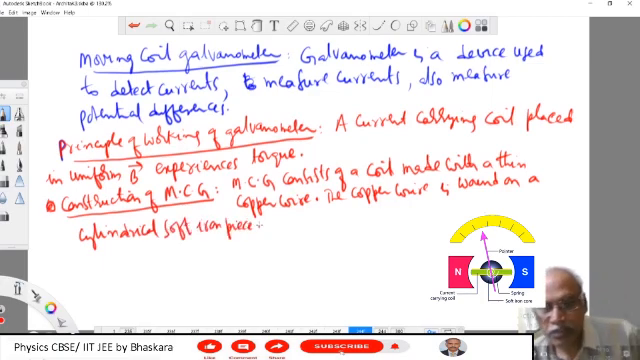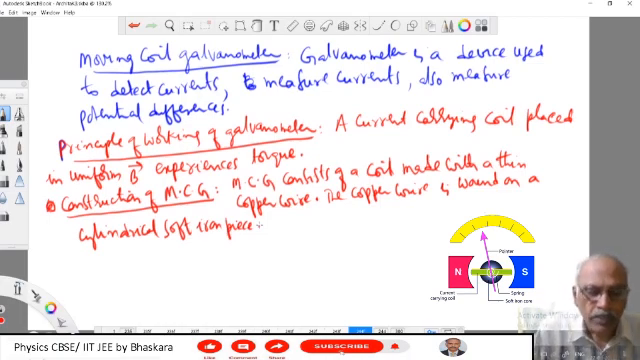Why is it wound on a cylindrical soft iron piece? Because soft iron has a high permeability. Soft iron is a ferromagnetic material, and ferromagnetic material has high permeability. So we can concentrate the magnetic field in that area. In another way, the soft iron piece is used so that the strength of the magnetic field can be increased. Also, due to this cylindrical soft iron piece, we will get a radial magnetic field. What is a radial magnetic field?